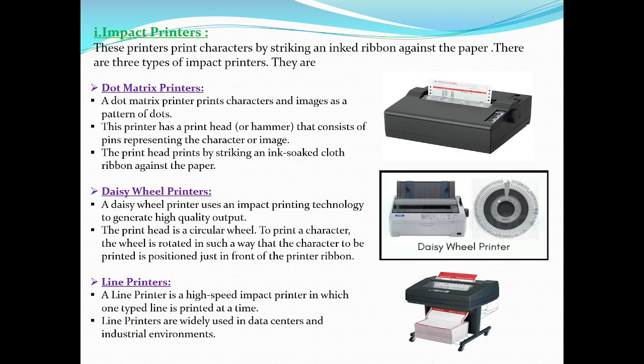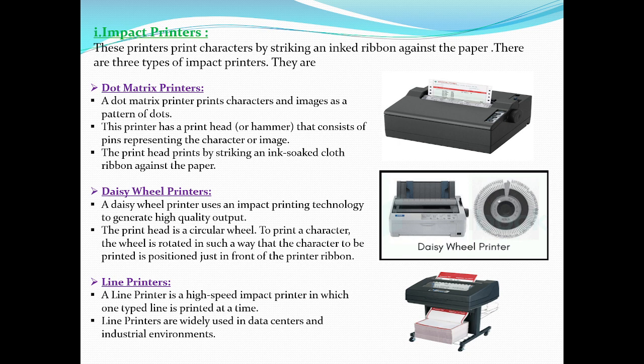Impact printers print the characters or text by striking an inked ribbon against the paper. So the striking is done against the paper, where in between there will be a ribbon that is dipped in ink. These impact printers are of three types: dot matrix printer, daisy wheel printer, and line printer.